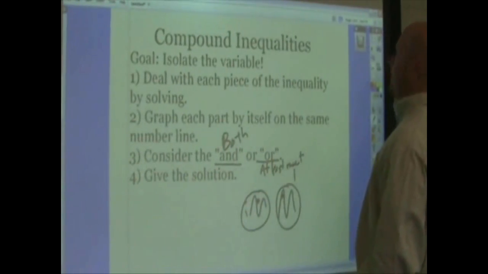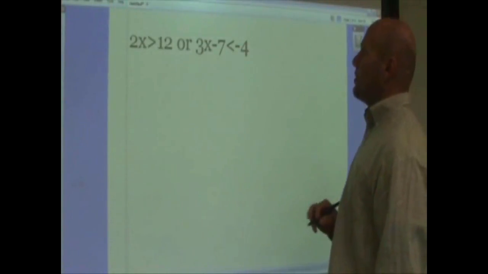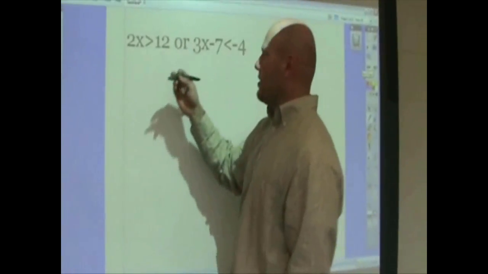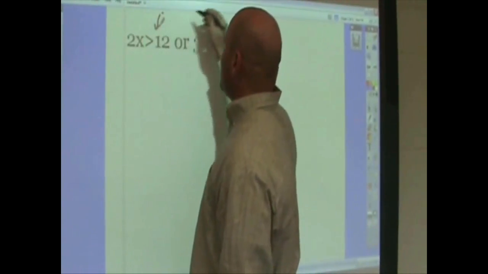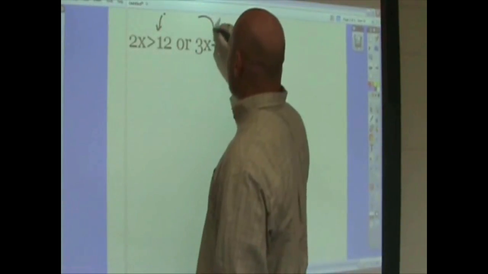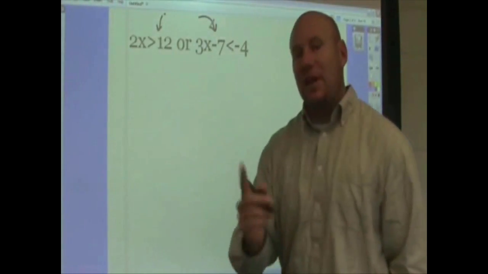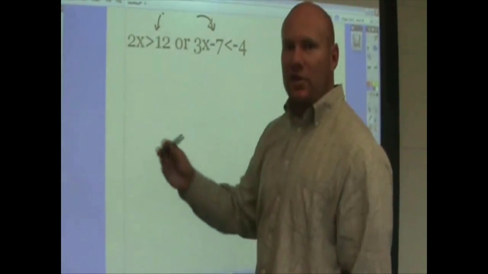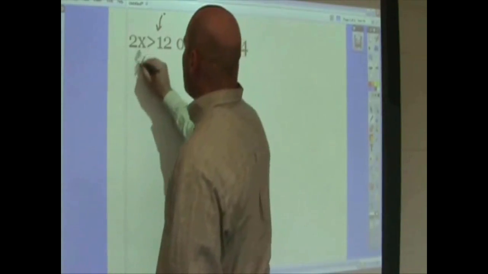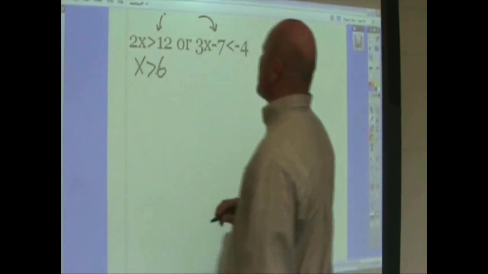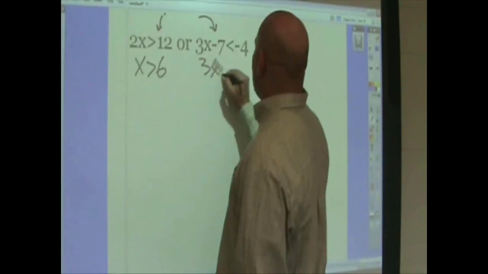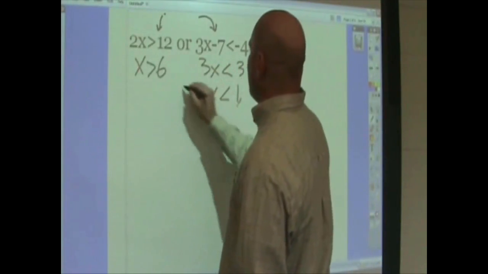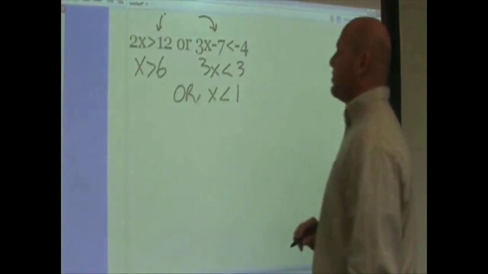Alright, having said that, let's take a look at this situation. You have an inequality and you have it connected by the or. So what that means is x either has to fit this condition or it has to fit this condition. It does not have to fit both, but if it does fit both, that's okay. So we'll take a look at what it means. We're basically going to ignore the or for a minute and just solve the two inequalities, which is easy. This one is x is greater than 6, and this one 3x is less than 3, so x is less than 1. And so my connection between the two is an or.